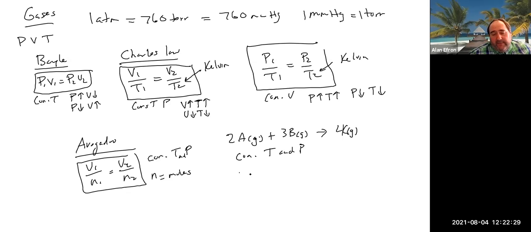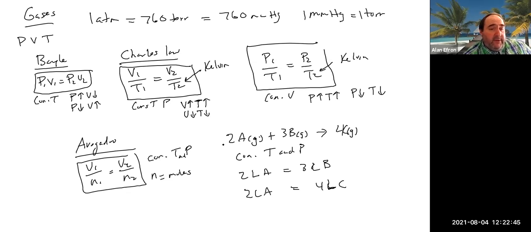We could say, for example, 2 liters of A reacts with 3 liters of B instead of 2 moles of A to 3 moles of B. We could also say 2 liters of A produces 4 liters of C on our product side. And we could do a stoichiometry problem involving gases where we don't have to use the ideal gas law, and we could just do a volume to volume relationship. Any questions on those laws there?